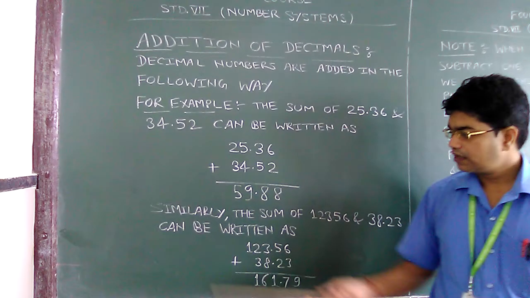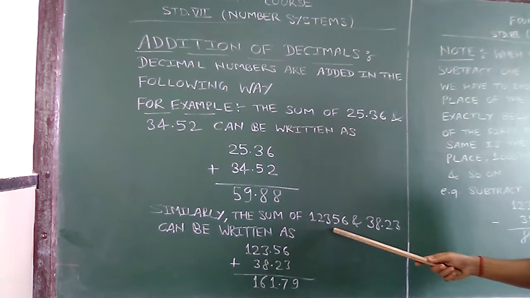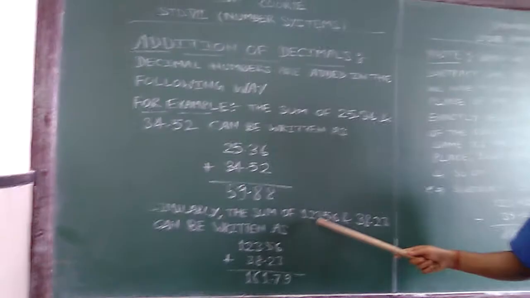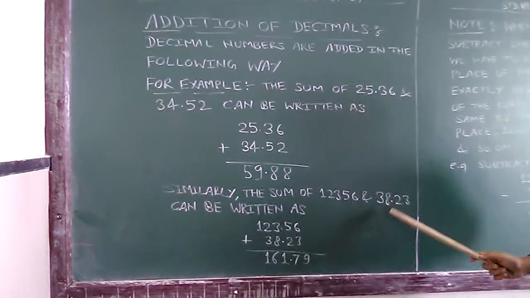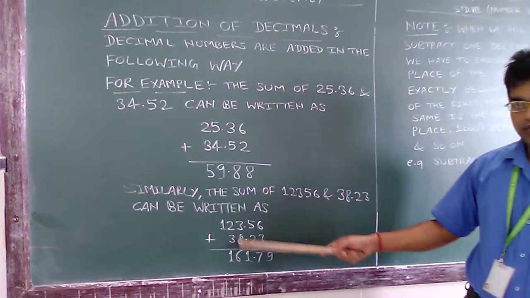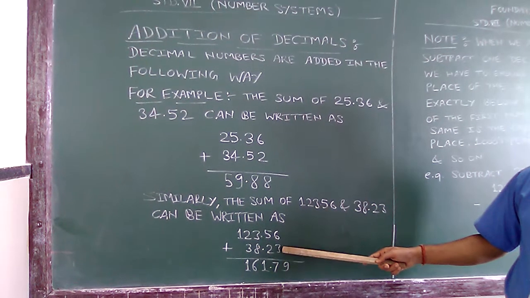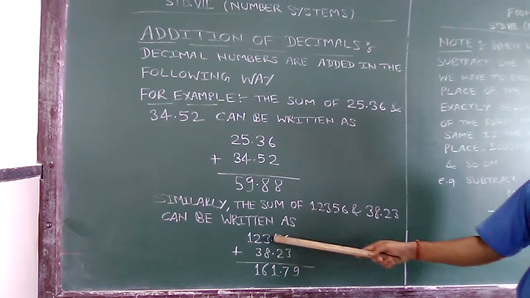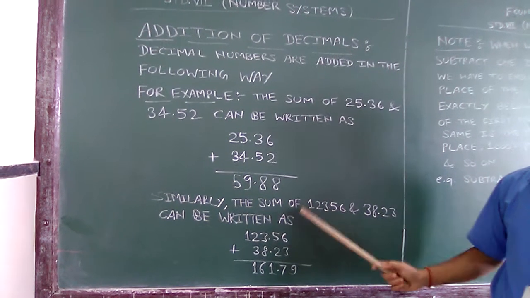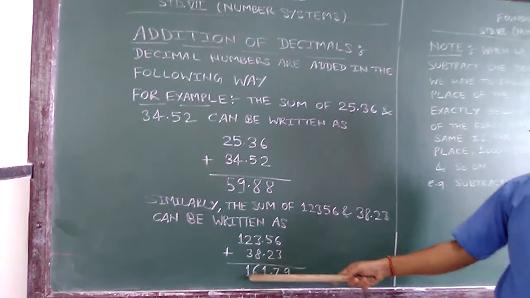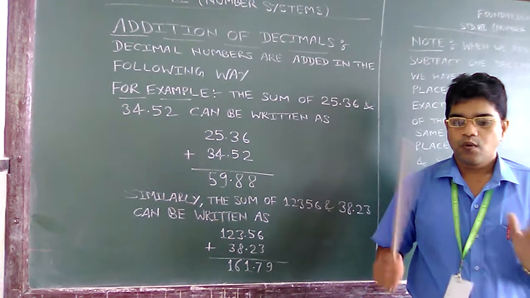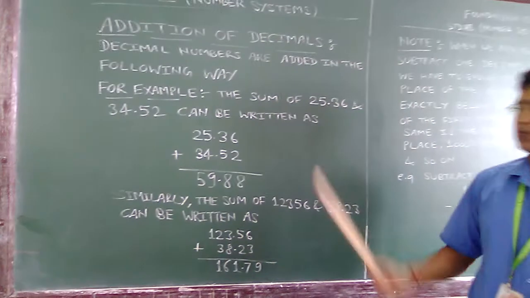Very simple. Similarly, the sum of 123.56 and 38.23 can be written as, see how they are added. 6 plus 3 is 9, 5 plus 2 is 7, below decimal, 8 plus 3 is 11, 1 carry, 3 plus 2 is 5, plus 1 carry is 6, bring down 1. So final output is 161.79. What do we conclude from these two examples?